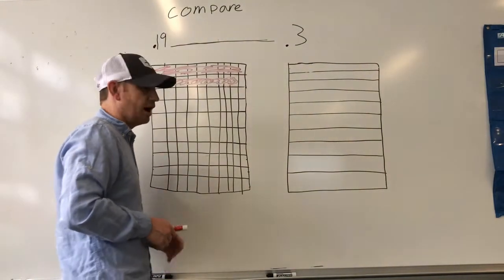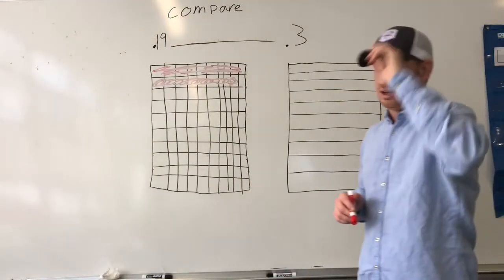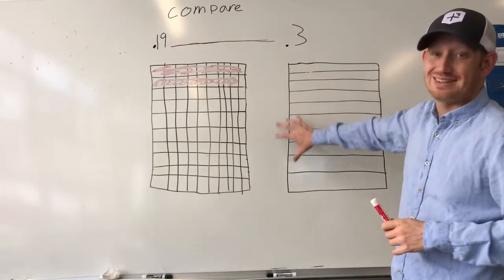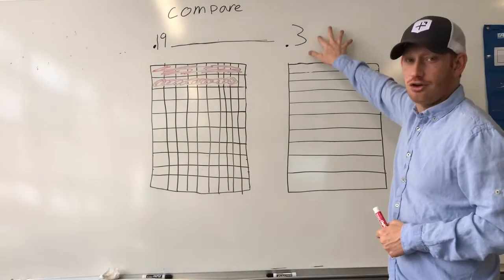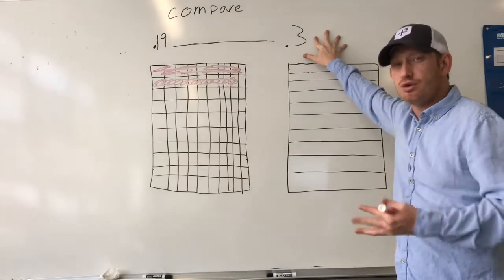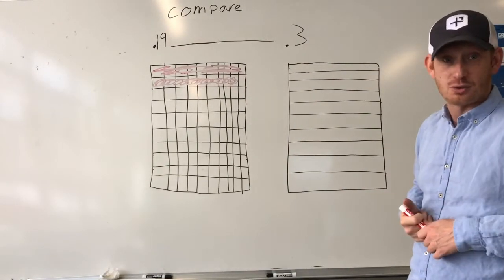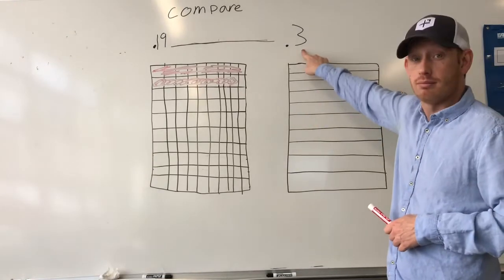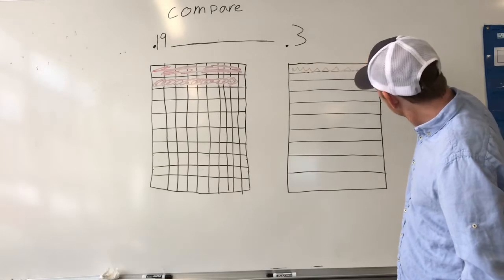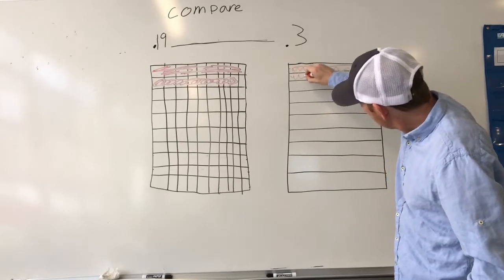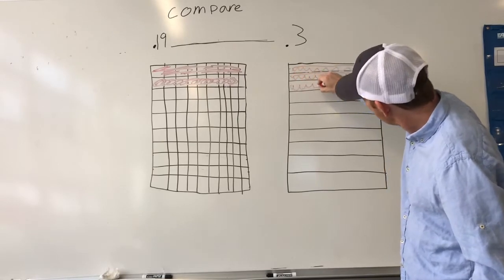Our second area model is asking us for 0.3. I just broke that up into tenths. The reason I did that is because there's nothing in the hundredths column, so I don't have to worry about that. I'm only going to break it up into tenths. And how many tenths do I have to color in? 3. So 1, 2, and 3.